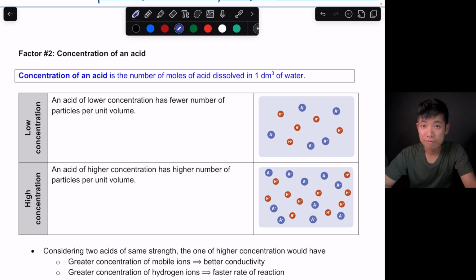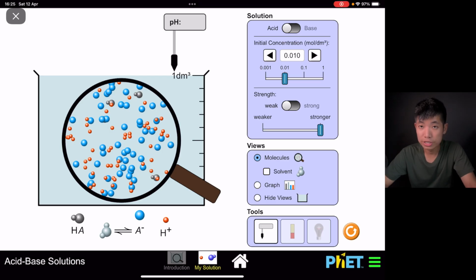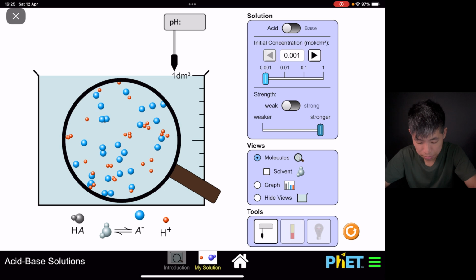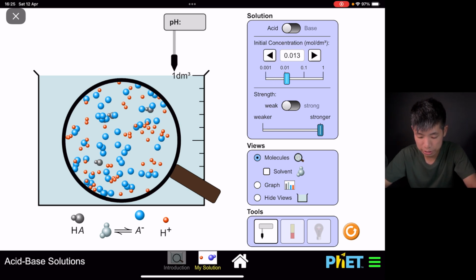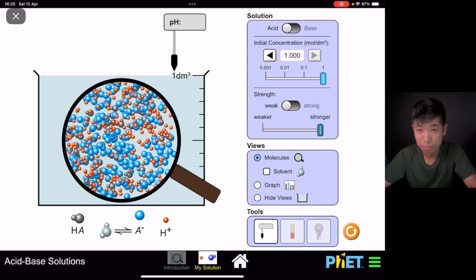Now let's look at the second factor that affects the acid properties. It's the concentration of acid. Concentration is defined as the number of particles per unit volume. Over here, on the right-hand side of the simulation, I have a 0.010 mole per dm cube concentration of acid. If I decrease the concentration, there are now fewer particles per unit volume. If I increase the concentration, it gets more and more crowded, more and more concentrated.